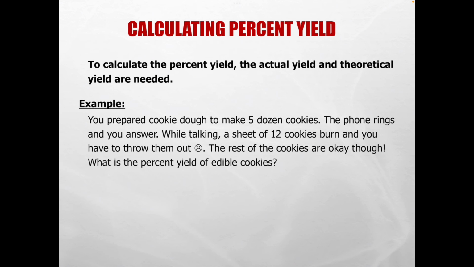They're not a little bit burned. It's like burnt to a crisp. They're black. Okay. The rest of the cookies are okay though. So what is the percent yield of edible cookies?